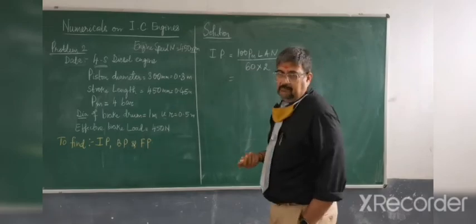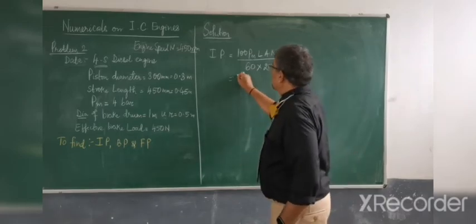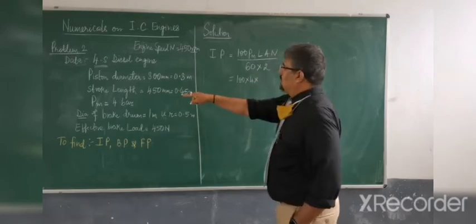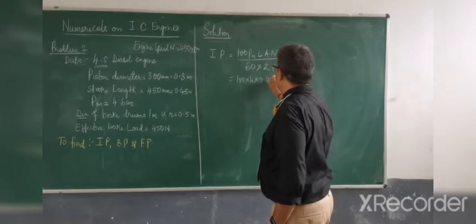So again, it is simple direct substitution. So we will write this as 100. The mean effective pressure is given as 4. The stroke length is nothing but 0.45.